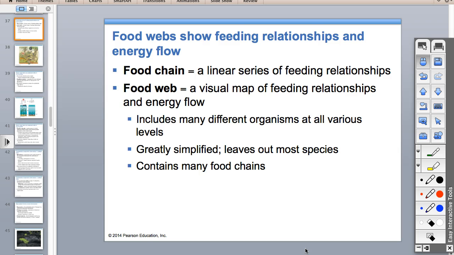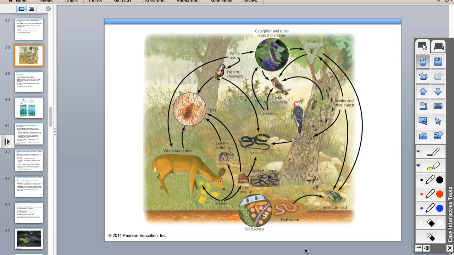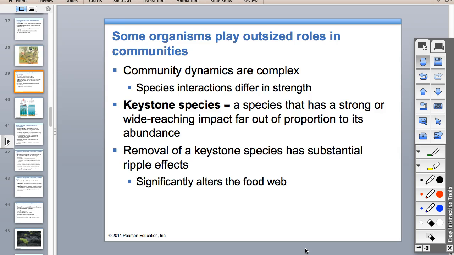Food chain versus a food web. A food web is going to be more complex. A food chain is just this eats that, that equals that, done. It's very simple. A food web shows those complex interconnections because most organisms have more than one food source. Not anything huge to mention here, just that this is more complex.